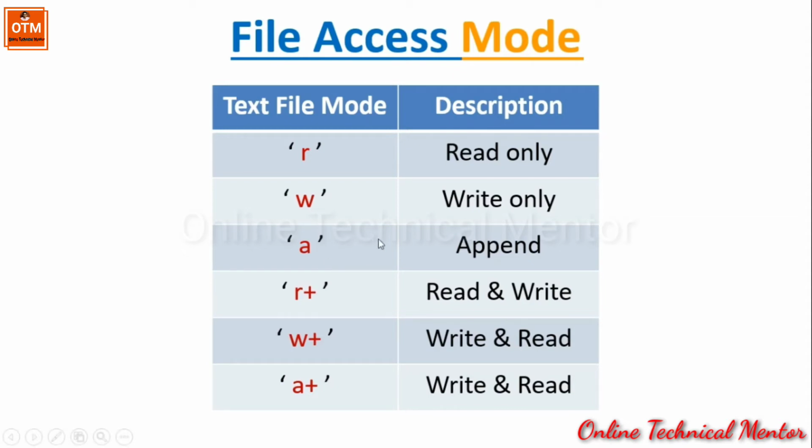So in case of append, the existing data and the new data both will be saved in the same file. Now if I write plus after R, that means along with the read, the file can also be written. So both read and write operations can be done on that file. If I write W then plus, it means along with the write we can also read the file. A plus means A already means one kind of write, so along with this append we can also read the file.